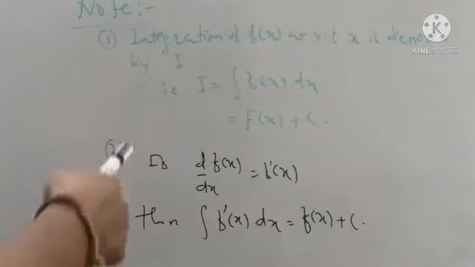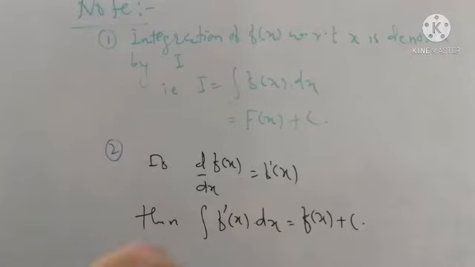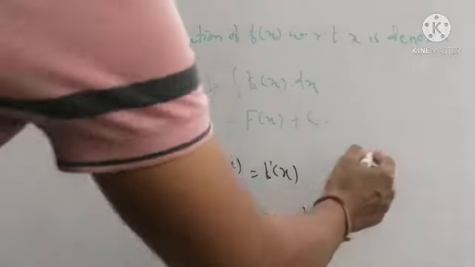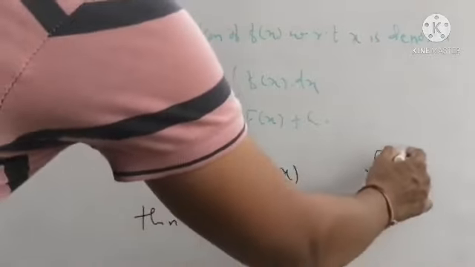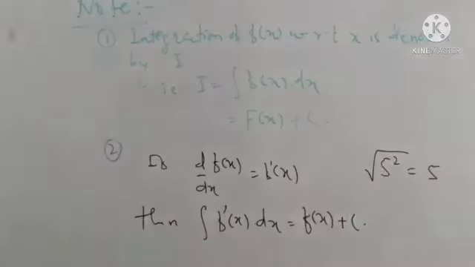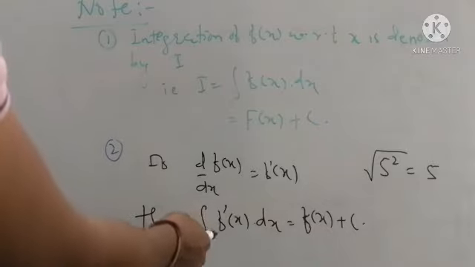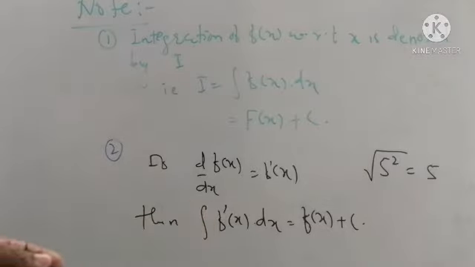Okay. The second note is a simple note. As the derivative of f of x is f dash x, then the integration of f dash x is f of x plus c. As you know, the square root of 5 squared is 5. As square and square root are reverse operations, we get the original 5. Similarly, derivative and integration are reverse processes, so in the integration of a derivative they get cancelled and we get the function of x only, plus an arbitrary c.